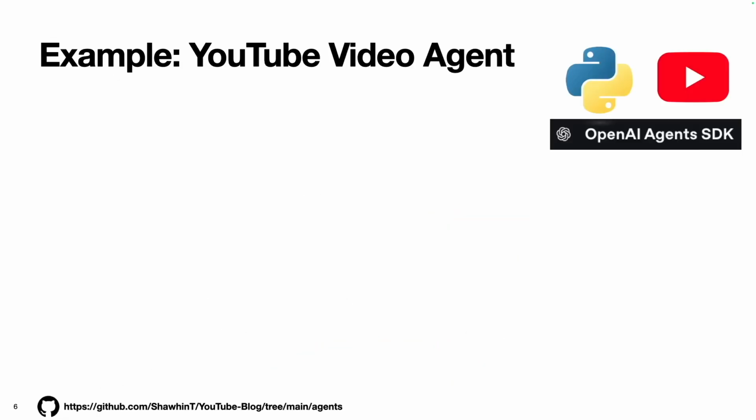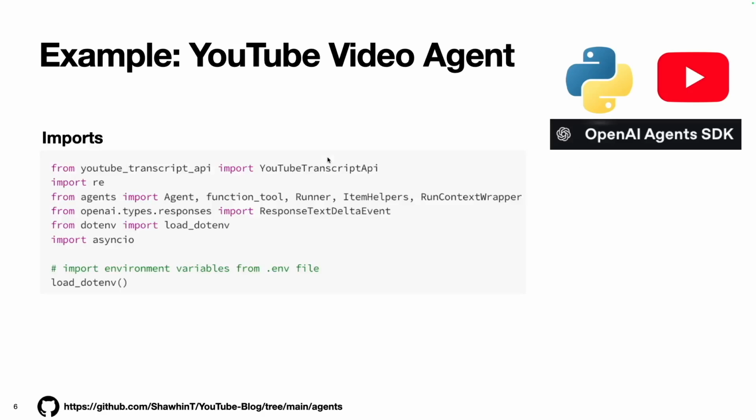Here, I want to make things more concrete by giving a specific example. I want to use OpenAI's Agents SDK to create a very simple YouTube video agent. What this is going to involve is simply getting an LLM and giving it access to a single tool, which allows it to transcribe YouTube videos based on a link provided by the user. So let's just walk through this code.